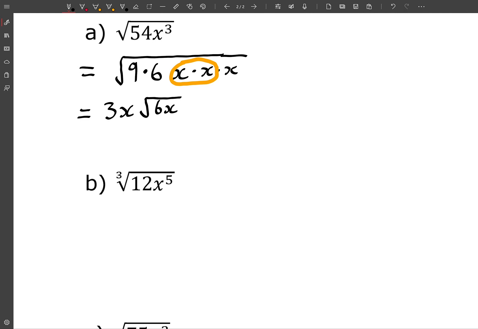Now, again, the index is even. So since the index is even, we have to put some restrictions on this. There's still an x after we simplified. When we fully simplified it, there's still an x in there, so we need to consider the restrictions of that x. So x must be greater than or equal to 0.